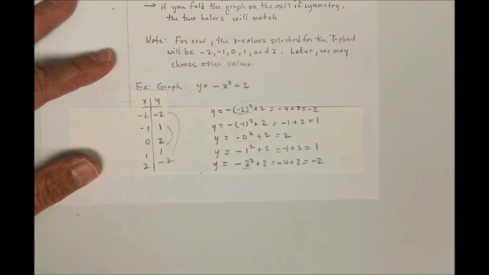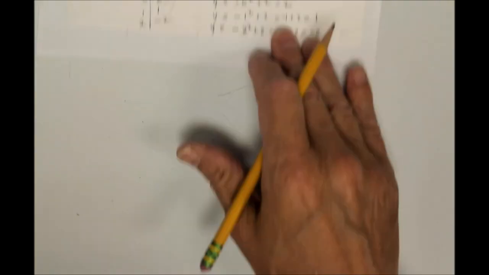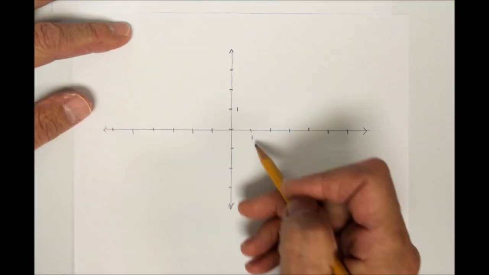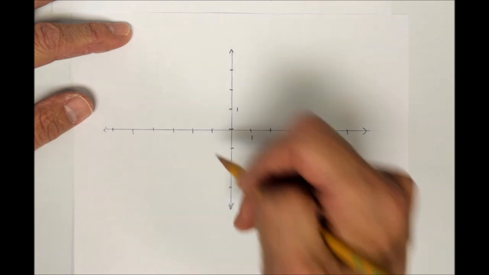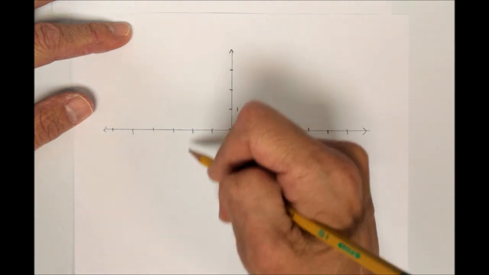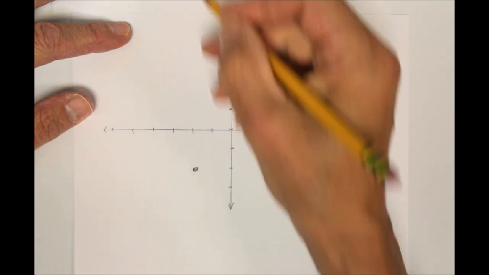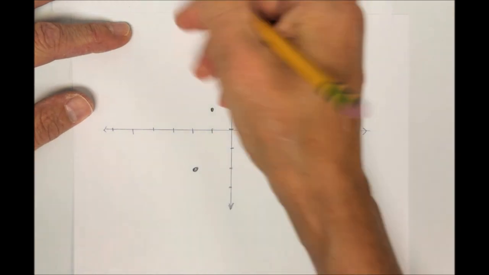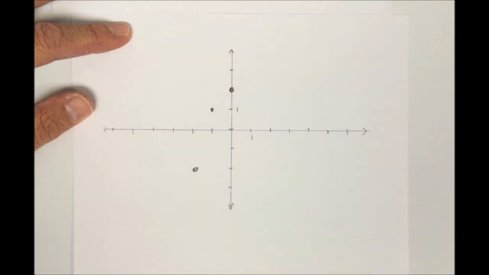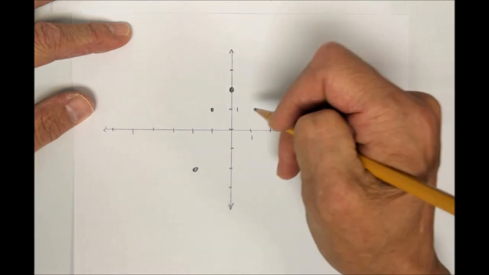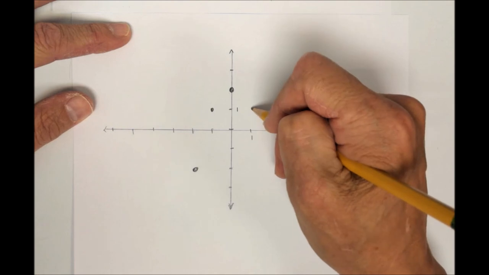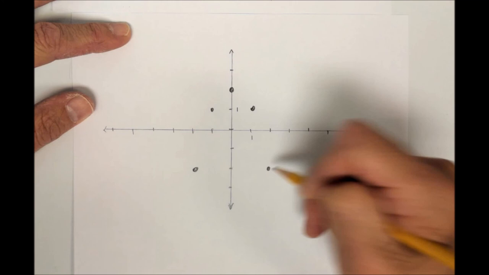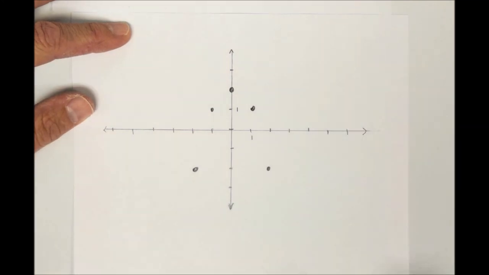All right, so I'm going to graph these points. I've got a set of axes all drawn out and my scale set. So this is negative 2. Negative 2 is down here in the third quadrant. Negative 1, positive 1 is up here in the second quadrant. 0, 2 is right up top here on the y-axis. It's my y-intercept. 1, 1 is right here. And 2, negative 2. And you can see this is an inverted U shape, or an upside down looking parabola.